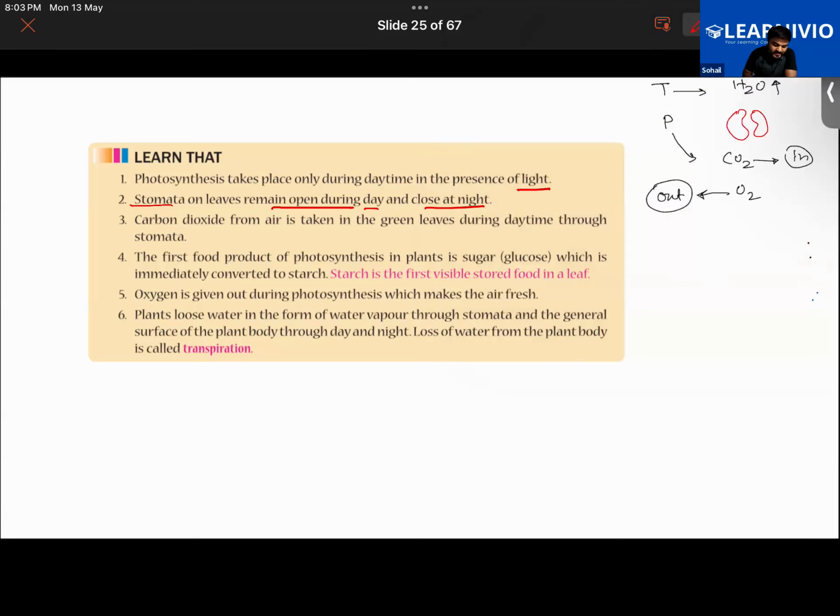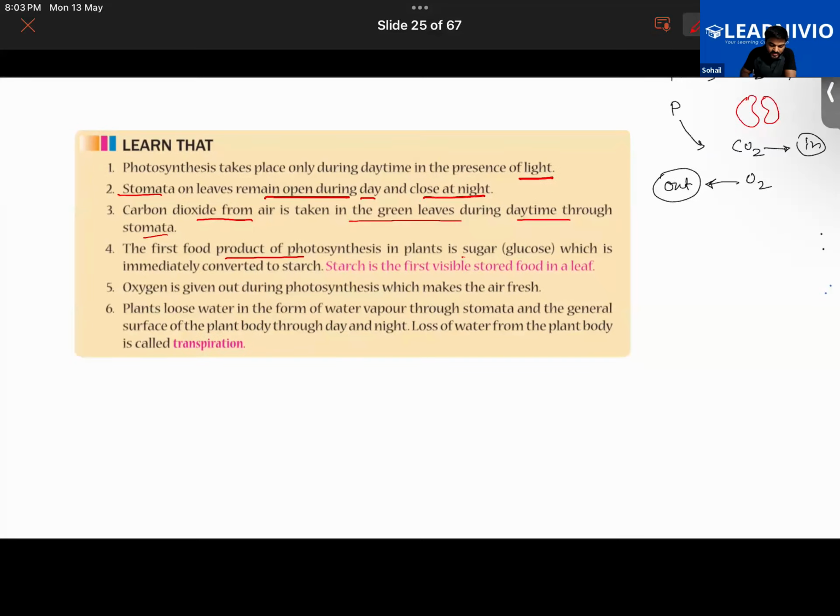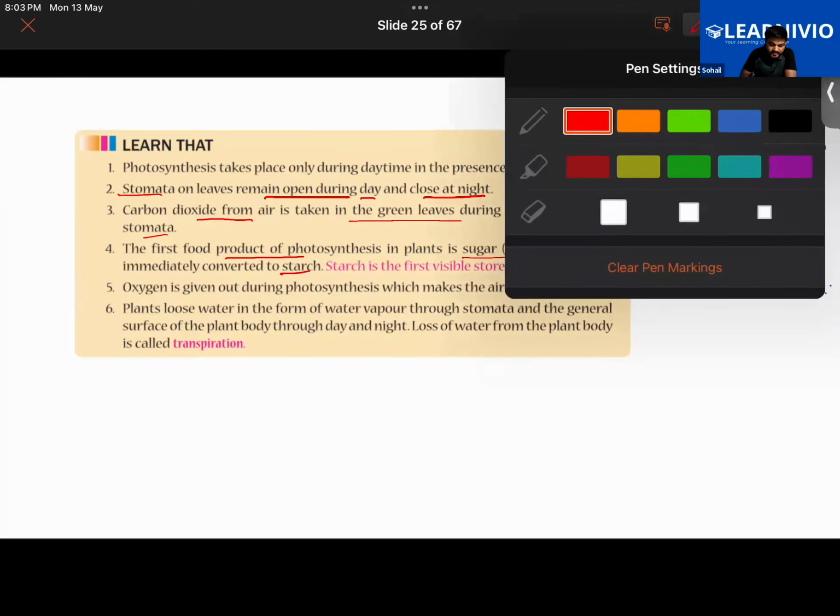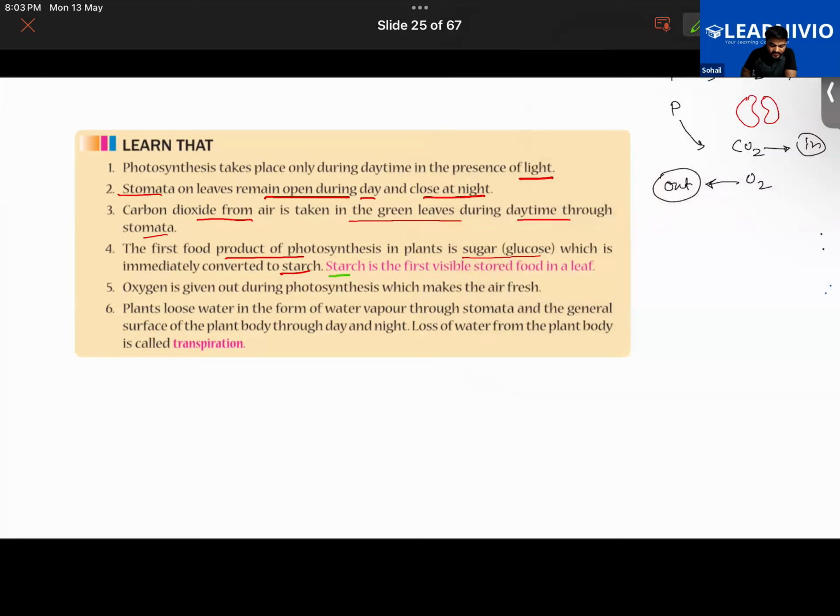We learned that carbon dioxide from air is taken in by the green leaves during daytime through the stomata. And we also learned that the first food product of photosynthesis, which is sugar, that is glucose, will be immediately converted into starch. So starch is said to be the first visible stored food in a leaf. And we also know that oxygen is given out in this process.